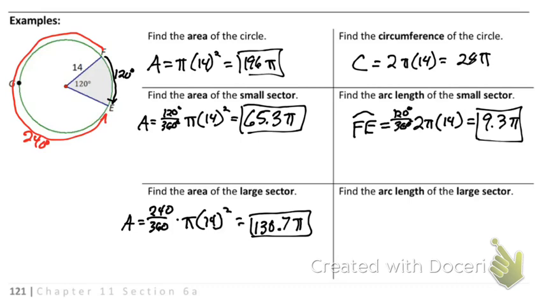All right, what's the arc length of the large sector? Someone that hasn't said anything. Someone new. They hadn't given me an answer. Asha. 18.7 pi. And that would be that arc FGE. So if we're going to write that out, we go FGE equals 18.7. All right, cool. So that is sectors.